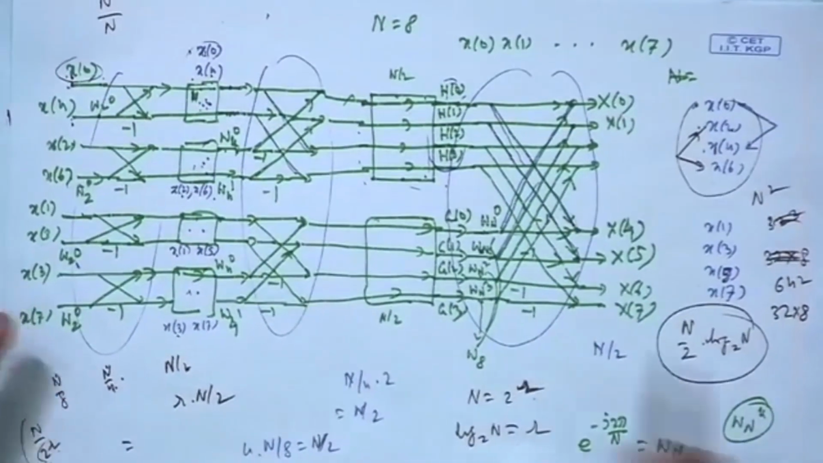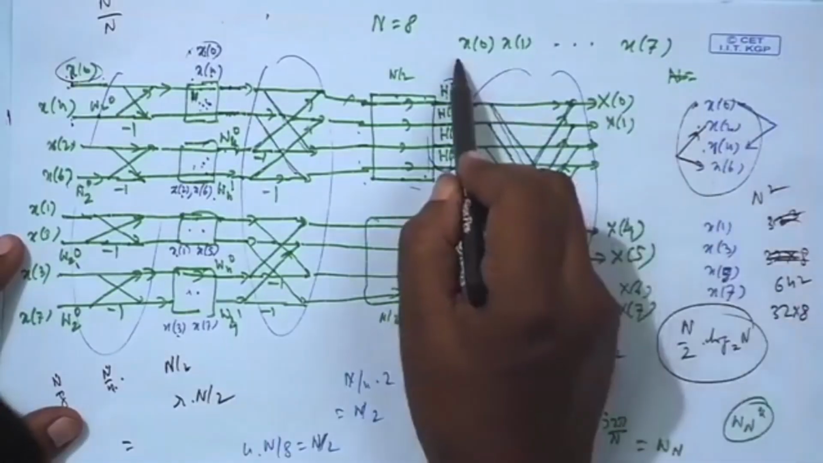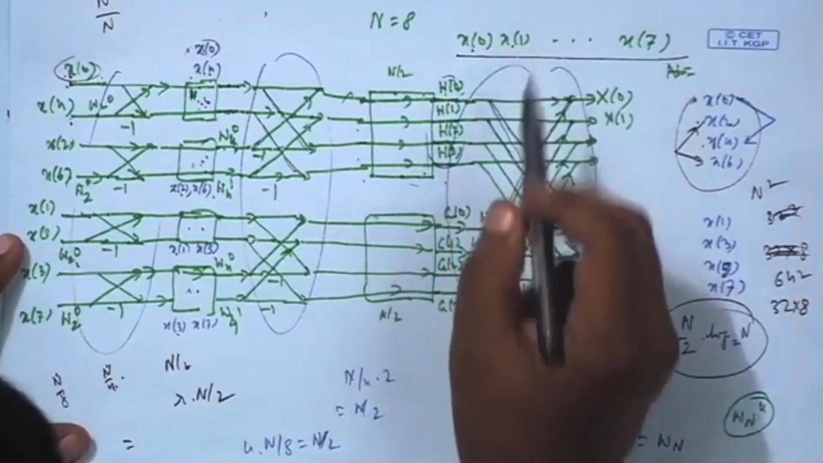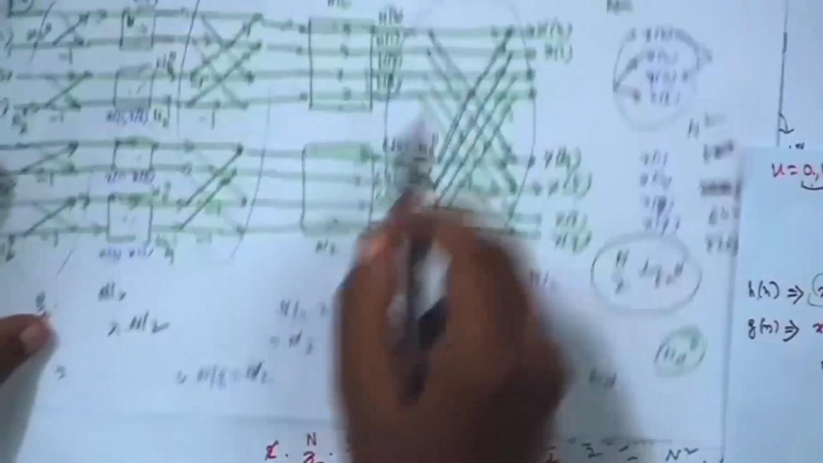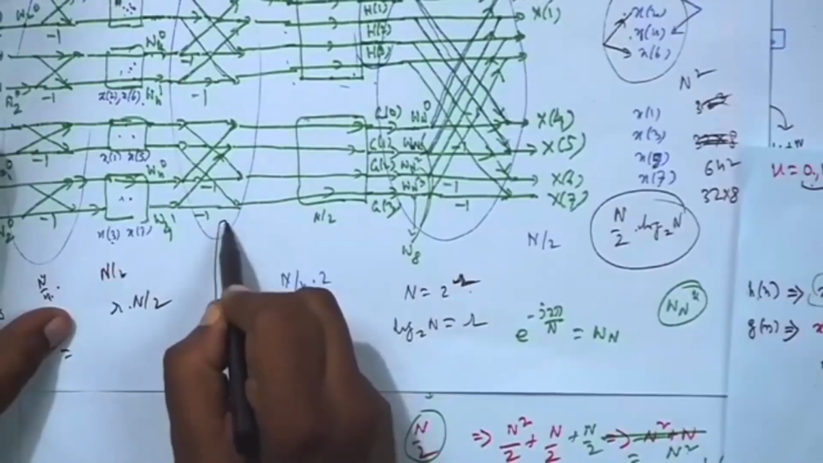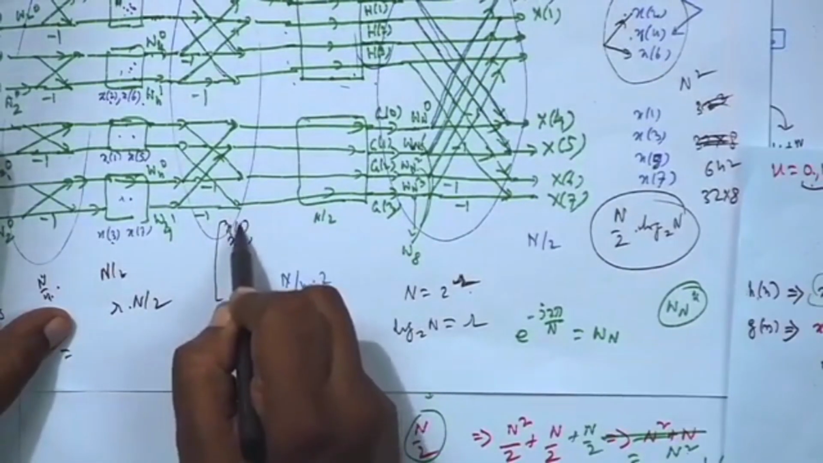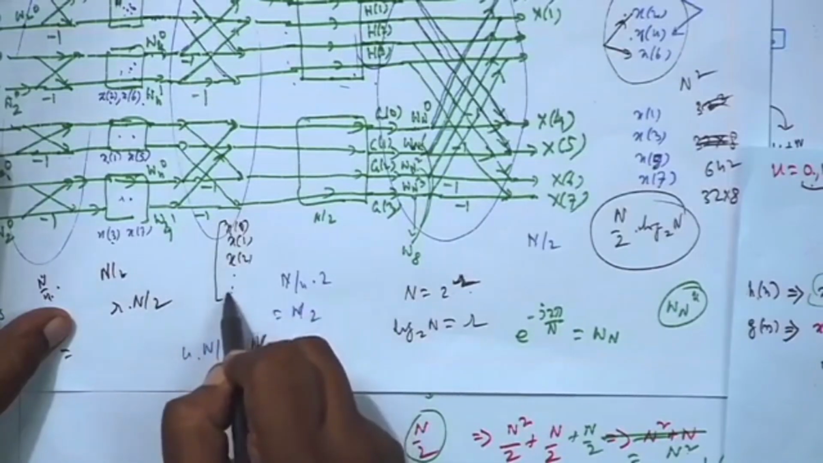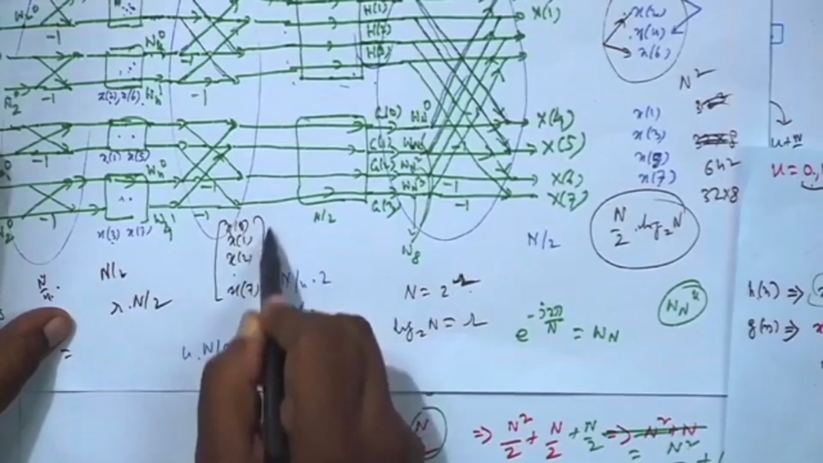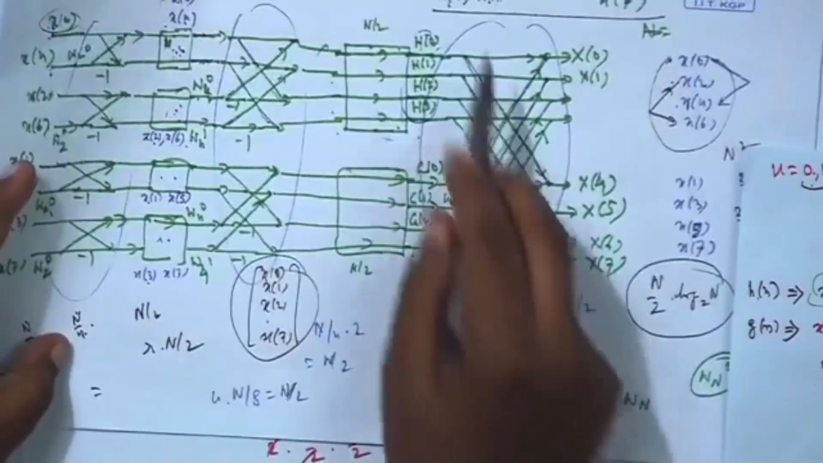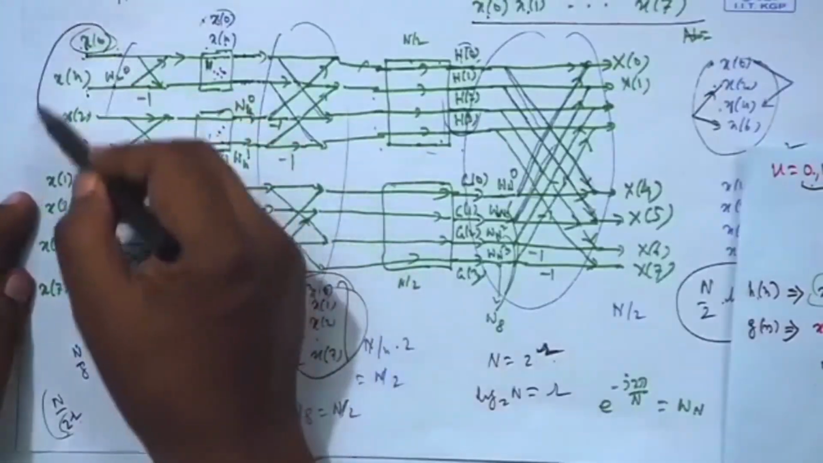Lastly, you see our original sequence was in this order. If you write it in vector form, it will be this kind of form: x 0, x 1, x 2, dot dot dot, x 7. This is a sequence, but look at this order.